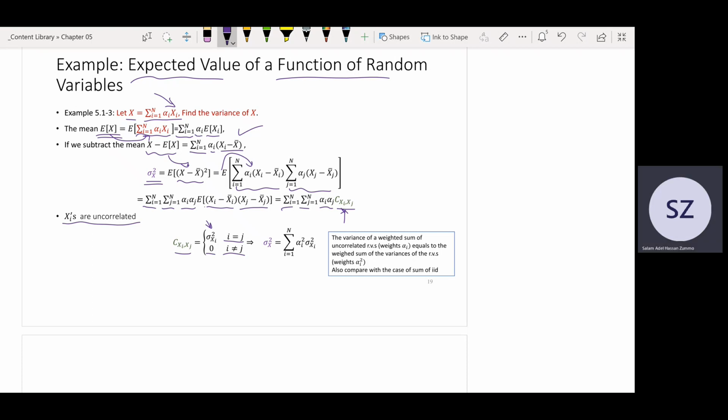So now the double summation is non-zero only when i equals j. So the double summation boils down into a single summation of alpha i squared times sigma xi squared, the variance. So the variance of x, when the xi's are uncorrelated, is equal to the weighted sum of the variances of x. But the weight here, instead of alpha i as in the mean, will be alpha i squared.